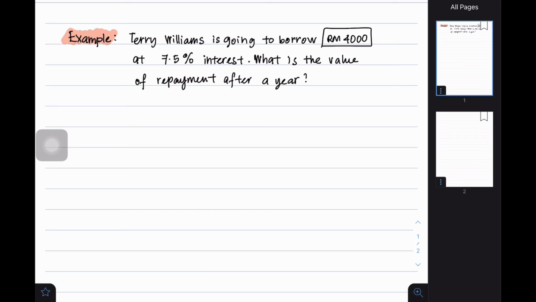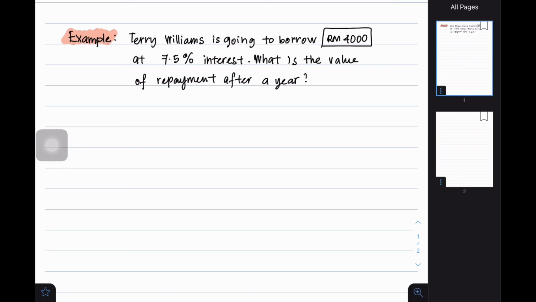Okay, let's see one example here. Kita tengok satu contoh kat sini. Terry William is going to borrow RM4,000 at 7.5% interest. What is the value of repayment after a year? So Terry William sekarang nak meminjam RM4,000, tak kisahlah daripada mana-mana bank ke, mana-mana institution ke, tapi that institution or that bank charge 7.5% interest kepada William. Sekarang soalan tanya, what is the value of repayment? Berapa nilai yang William kena bayar balik selepas setahun?